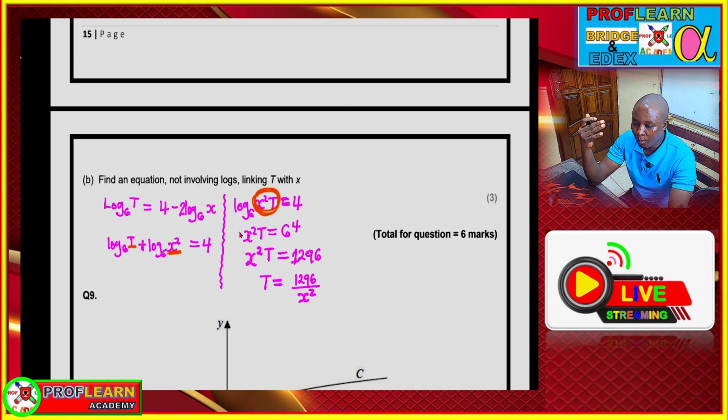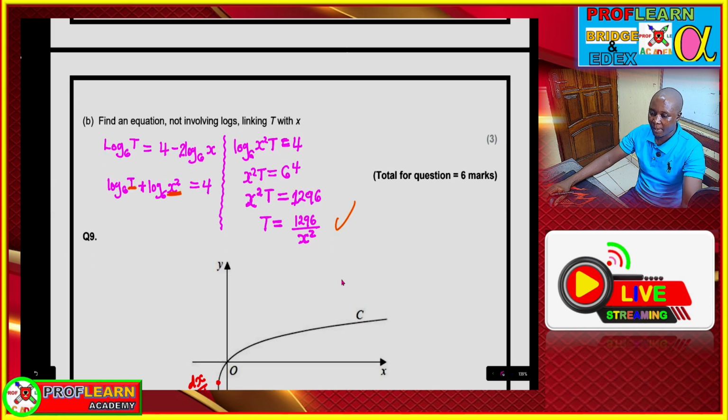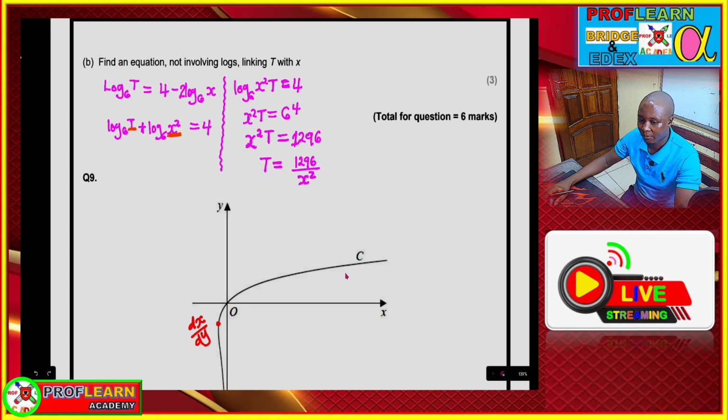And to remove the log, we are going to convert that to index notation. Because this is base 6, we are going to say x squared t is equal to 6 power 4. Base 6 raised to the power, and then we divide by x squared both sides. We shall have our beautiful equation becoming t equals 1296 over x squared.